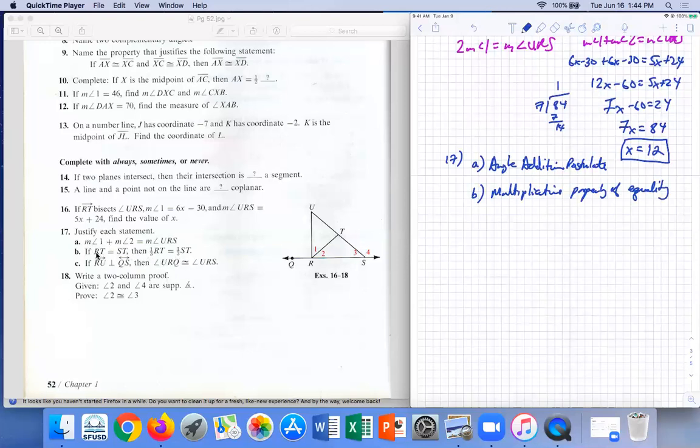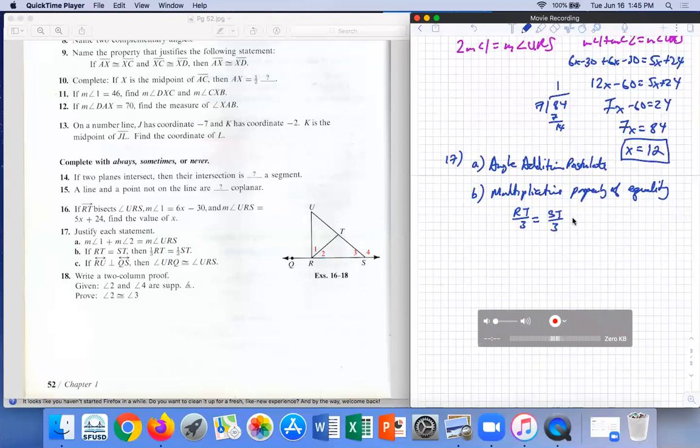If you multiply RT by some number and ST by some number, they will still remain equal, right? Sometimes people can argue that it's division because the inverse of multiplication is division. So if you had RT over 3 equals ST over 3, well, multiplying by 1/3 is the same as dividing by 3. Remember, when you're dividing, you're multiplying by the reciprocal. So dividing by 3 is the same as multiplying by 1/3.